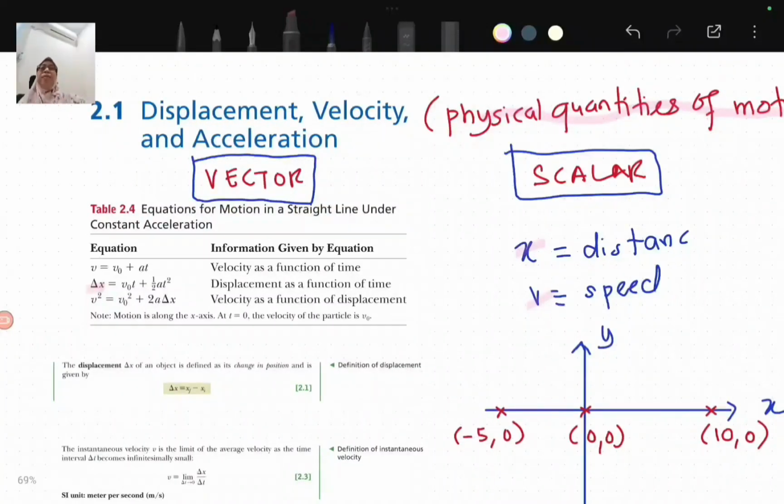So generally, if it belongs to what we call a vector, this physical quantity should have a magnitude. Magnitude means value, and as well it has direction. So a vector has direction. How about if we call it a scalar? It doesn't have a direction.